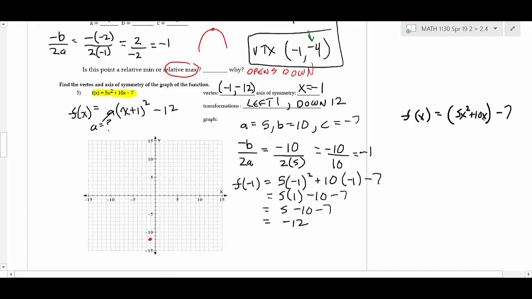If you did completing the square on this, you would have to pull the 5 out, and then you would have 5 times x squared plus 2x. So I'm taking the factor out there. I'm not going to finish this, but the key thing to understand is that a would be equal to 5. So you could no longer go over 1 up 1 and over 2 up 4. Okay, you can't do that anymore.